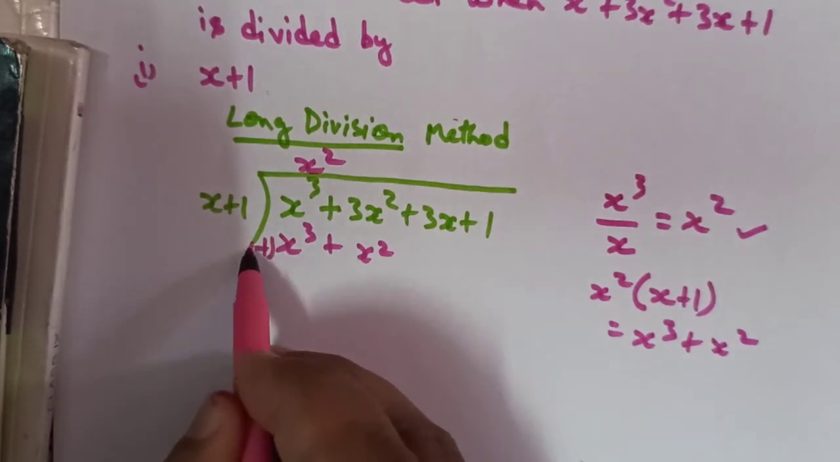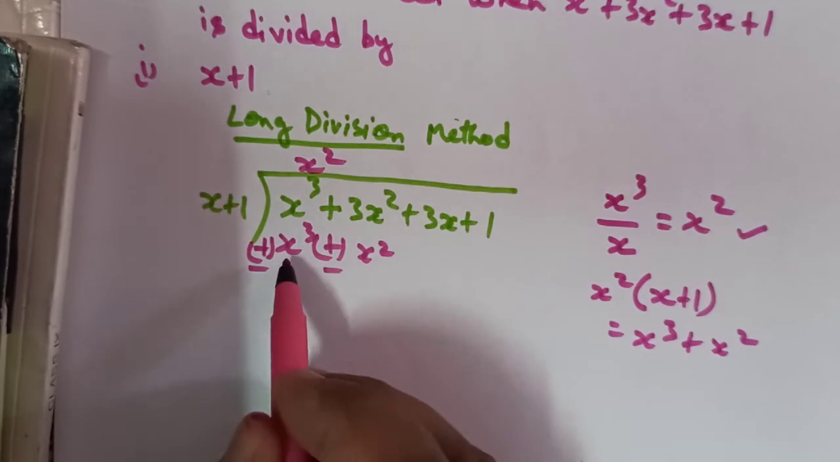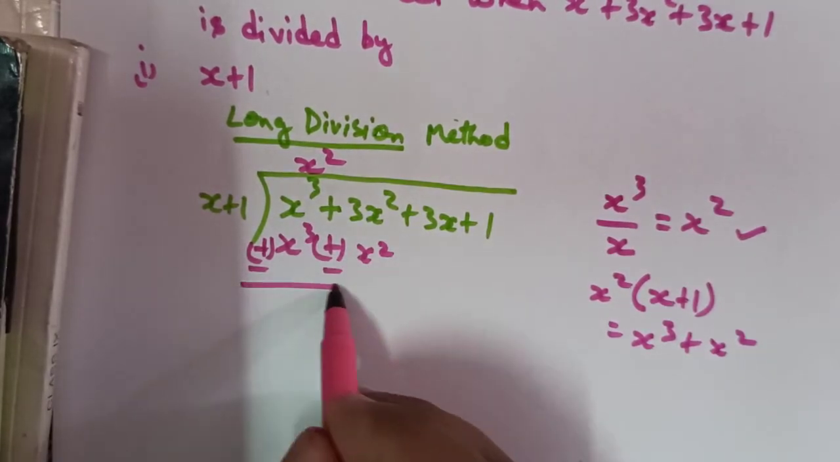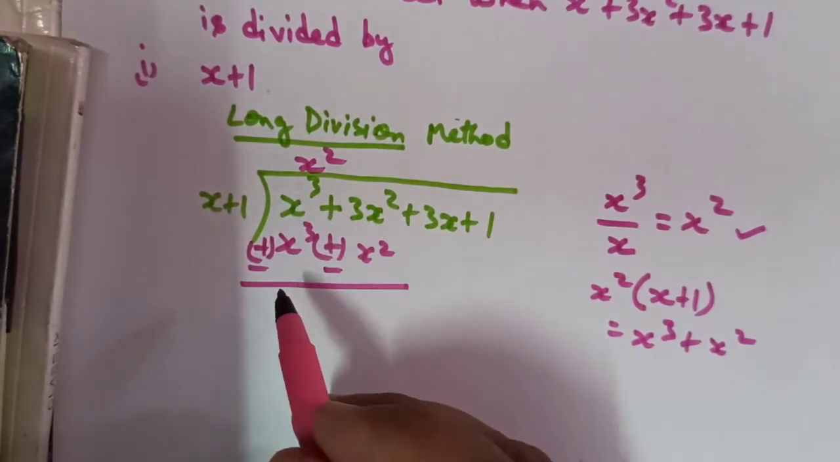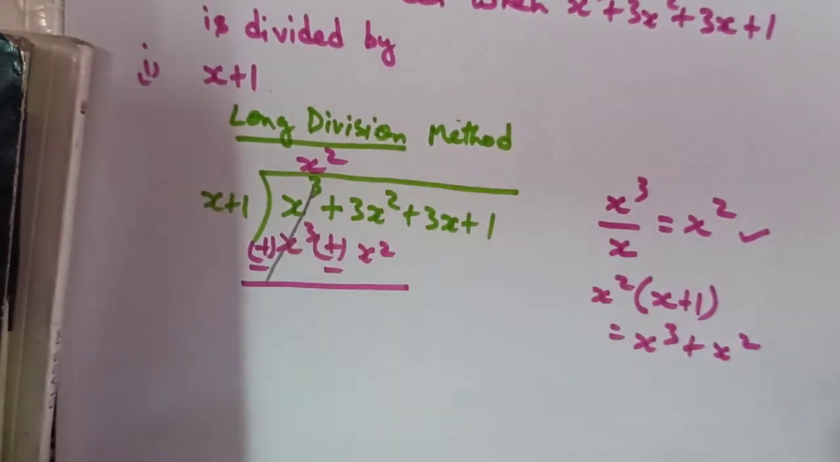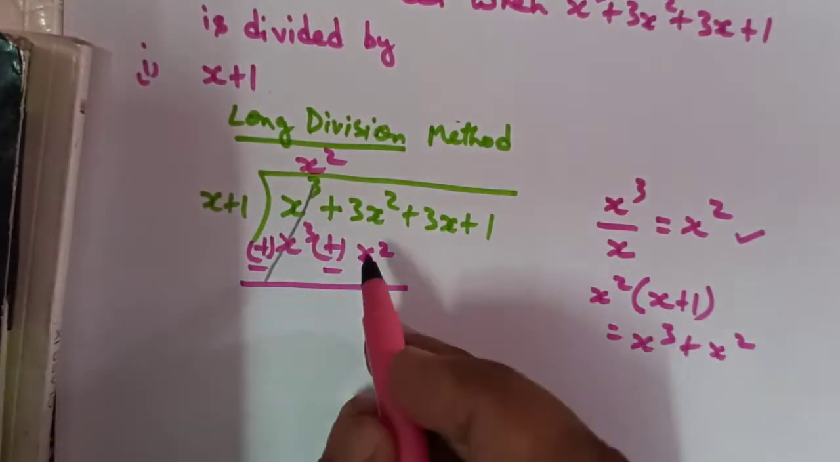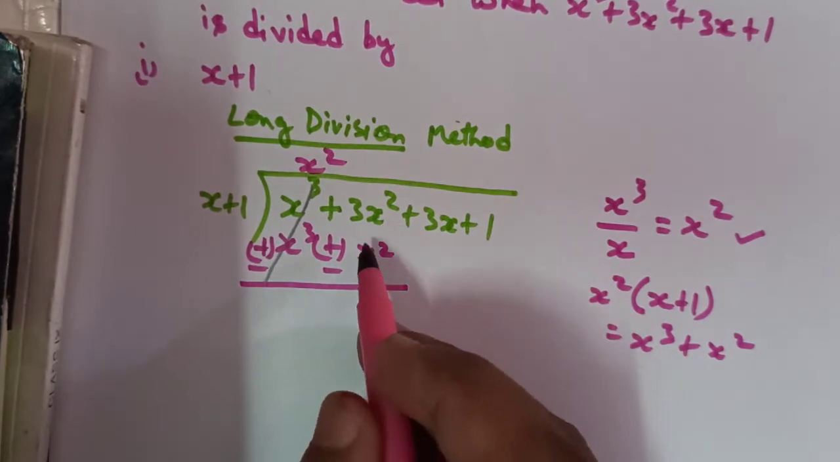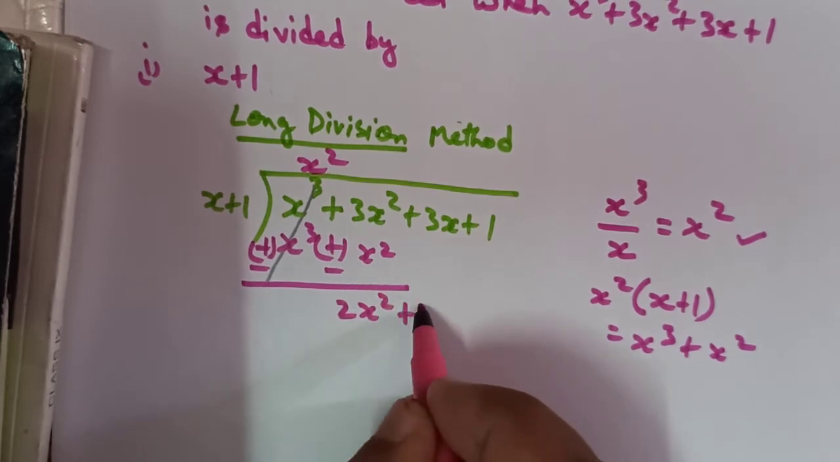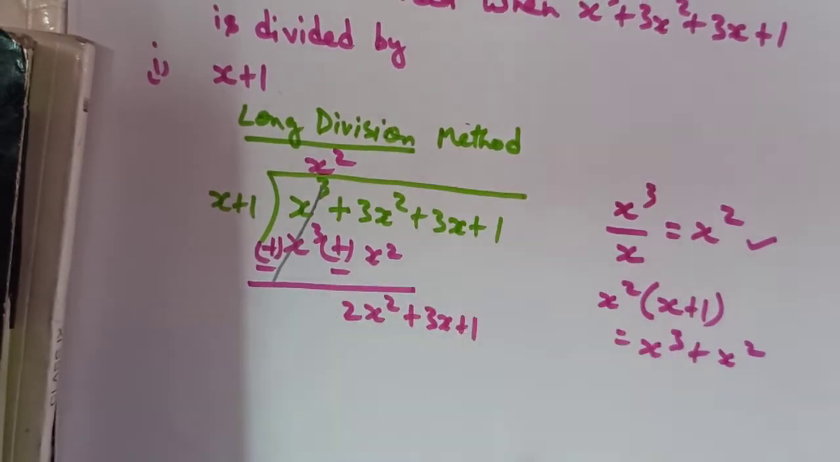Then we will change the sign. This plus x cube becomes minus x cube and plus x square becomes minus x square. So x cube and x cube will cancel out, and here I will get plus 3x square minus 1, so plus 3 minus 1 will be plus 2x square. Plus 3x plus 1 I will copy as such.